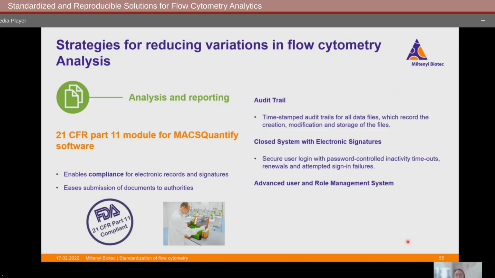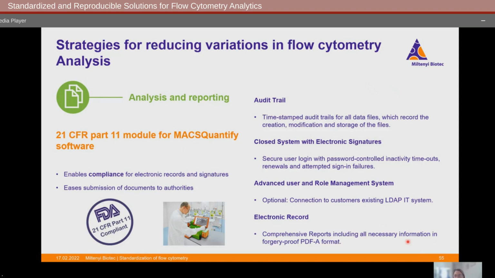We also have advanced user and role management systems. You can have this optionally to connect your customers to your own IT system. And finally, there's an electronic record with comprehensive reports that include all the necessary information in a PDF that really is forgery proof and eliminates the concerns there.